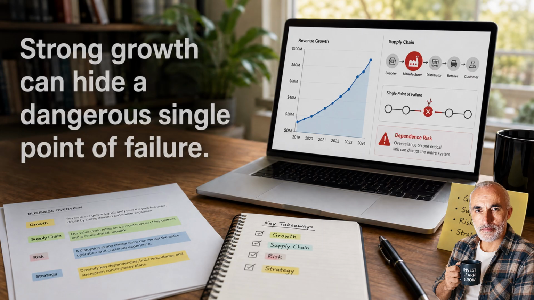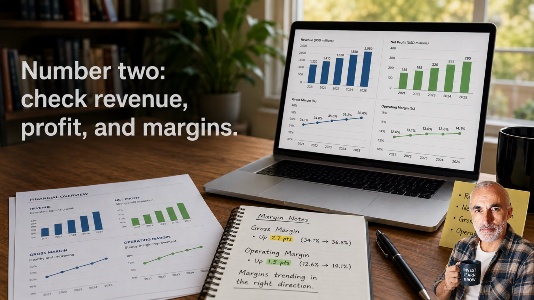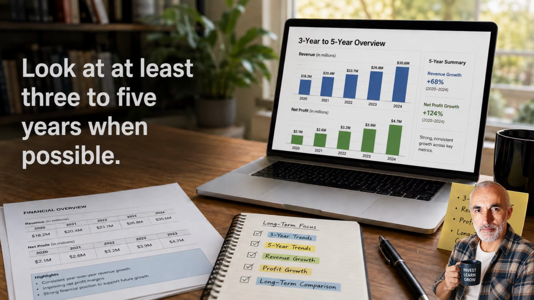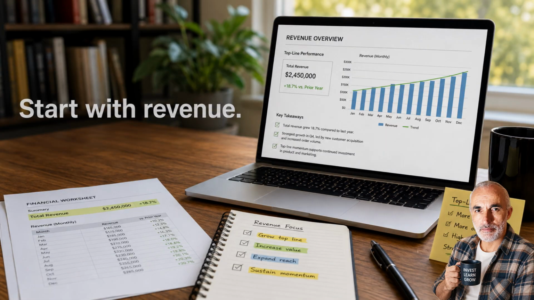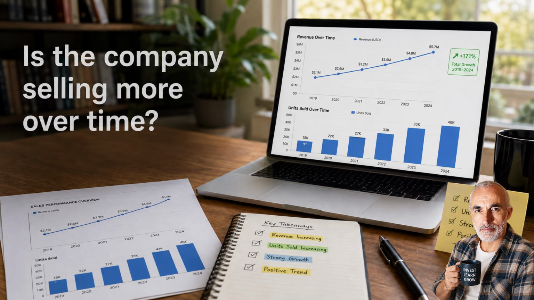Number 2. Check revenue, profit, and margins. Look at least 3 to 5 years when possible. One great quarter is not a long-term trend. Start with revenue. Is the company selling more over time? Then examine operating income and net income. Are profits growing with sales, or are expenses rising even faster?